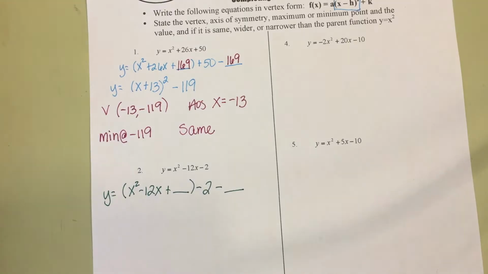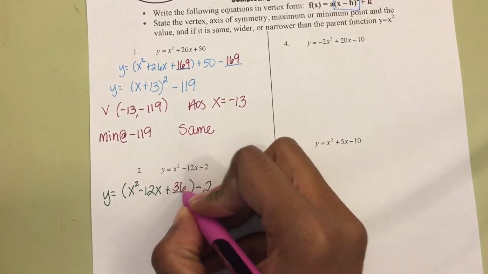So again, what we're really doing is taking something in standard form and then putting it into vertex form. And again, that's important to know because next week we're going to go between all the different forms. So this is from standard form to vertex form. Same way, half the middle term squared, and so 36 goes in our blanks.